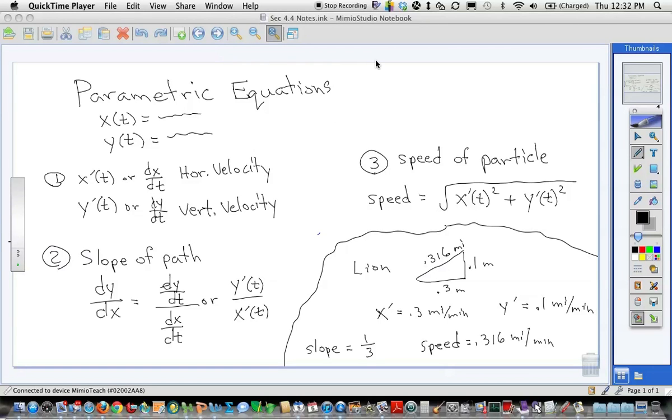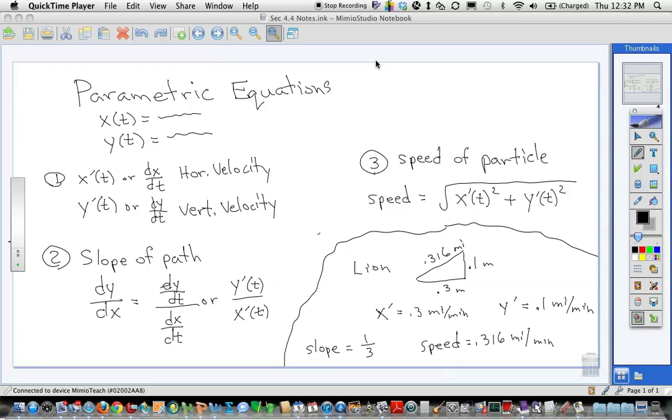Okay, so the things that we need from parametric equations are, of course, these things here. You have to know the speed of a particle on the path. You need to know that equation. You need to know how to calculate the slope of the path. And you need to know what the x and y equation represent, and then the x prime and the y prime. You just have to be able to do that.